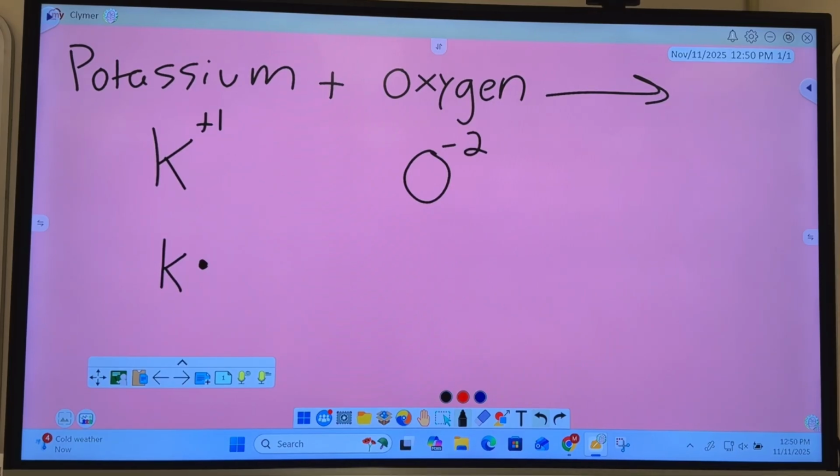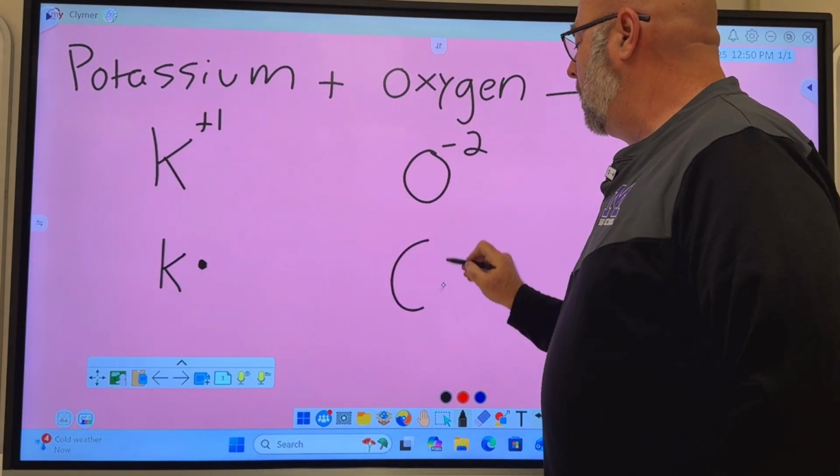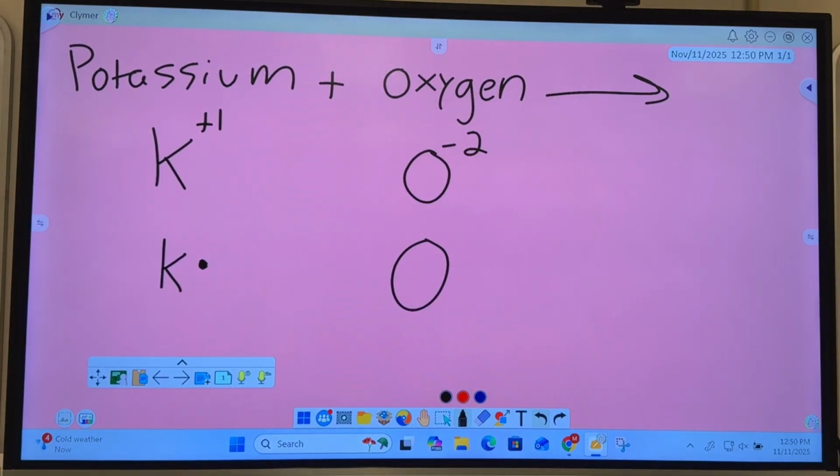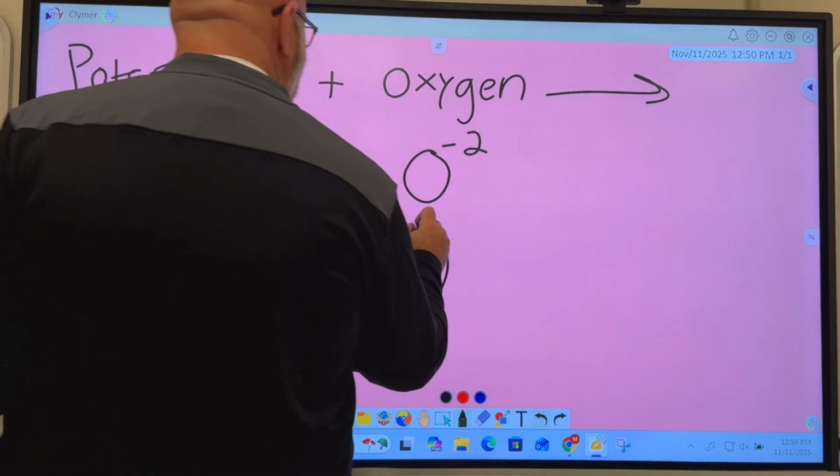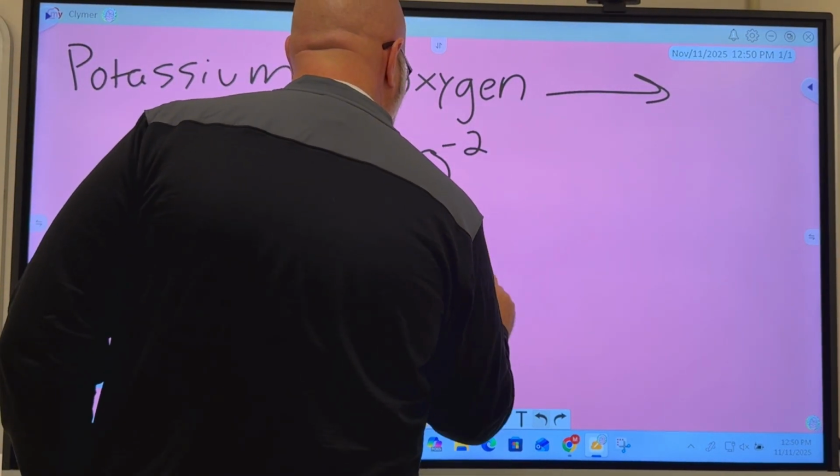Well, what about oxygen? What's the dot notation going to look like for oxygen? Why 6? They need 2 to create the shell. It needs 2 to get to 8, which means it's going to start with how many dots? 6. Dot notation for oxygen is just going to be 6 dots.